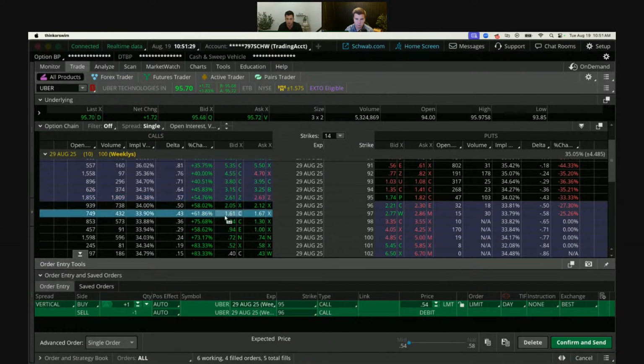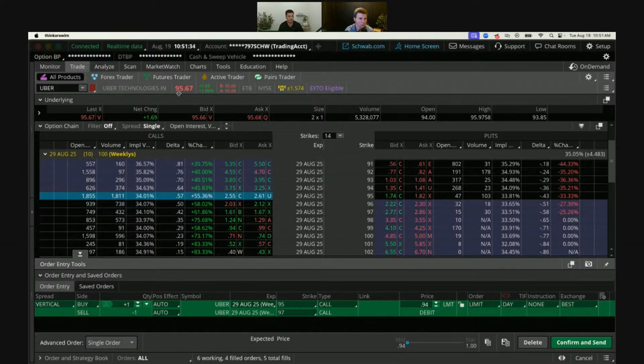We may go a little bit further out. I'm going to do this one right here. So this is a $1.50 move on Uber, another 1.5% move, and you are there for next week's expiration. Let me type this up. This is a Newton entry. Ticker's Uber. We're using the 29th of August calls. And I'm buying the 95 call, selling the 97 call, all on one ticket, using a limit order for 95 cents.